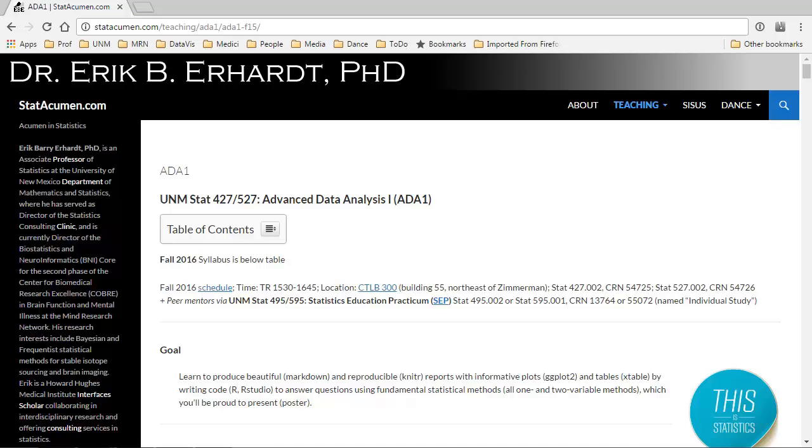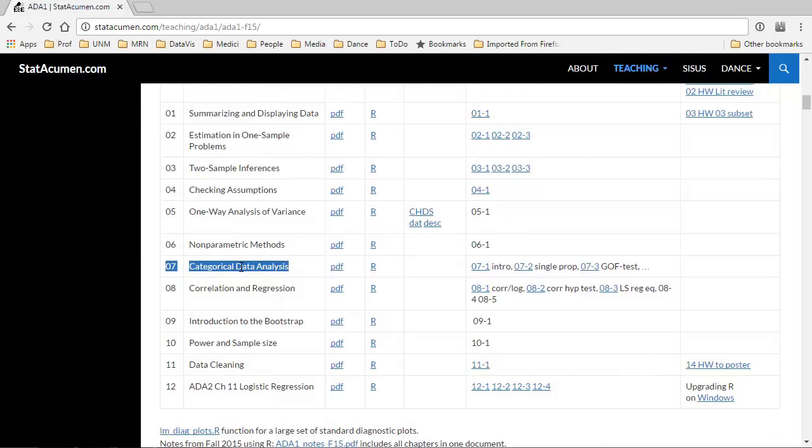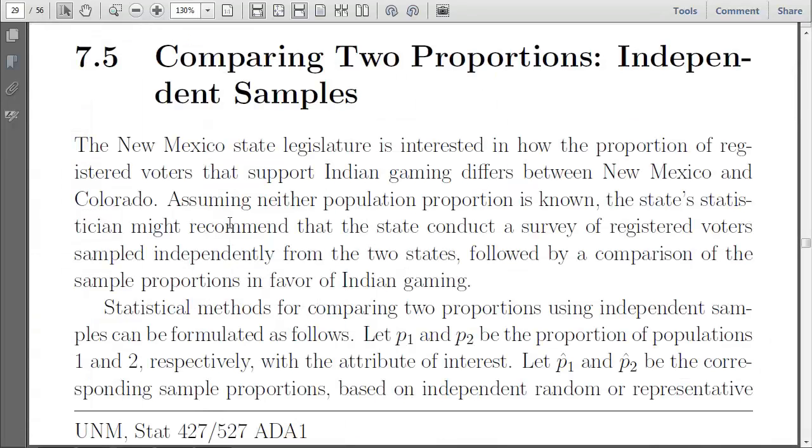In this video, we'll continue with Chapter 7 on Categorical Data Analysis with Section 5 on comparing two proportions, independent samples. And about halfway through, there will be a discussion on conditional probability.